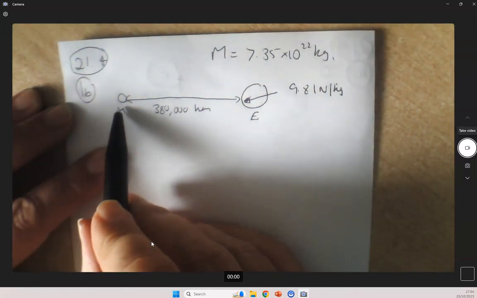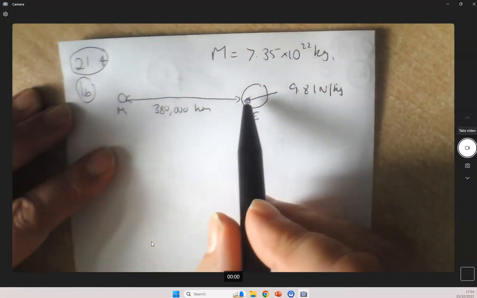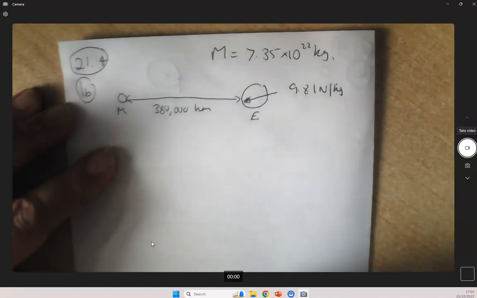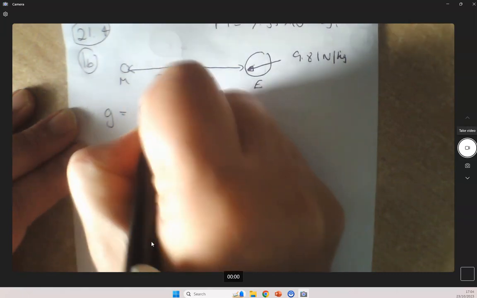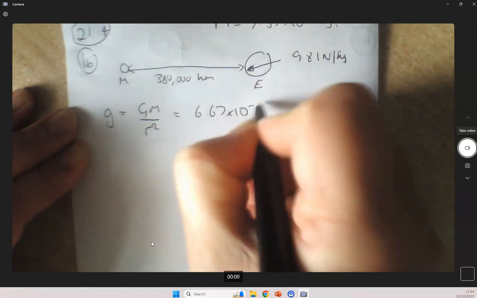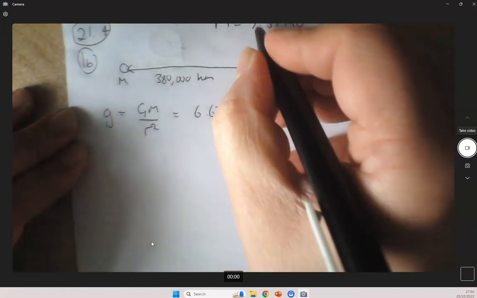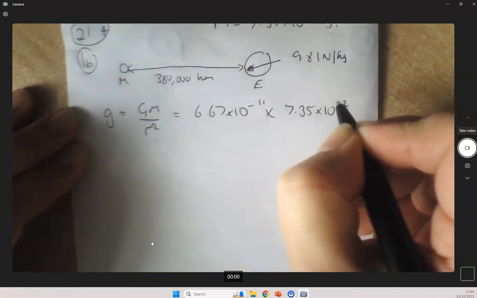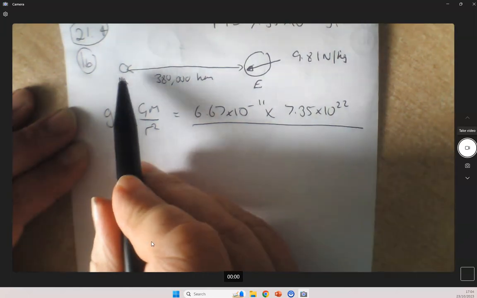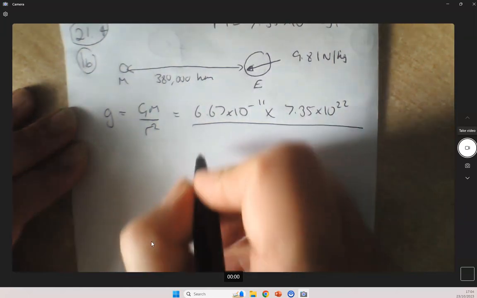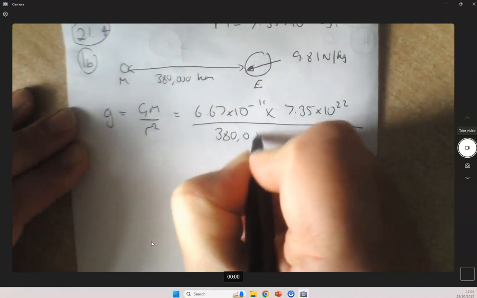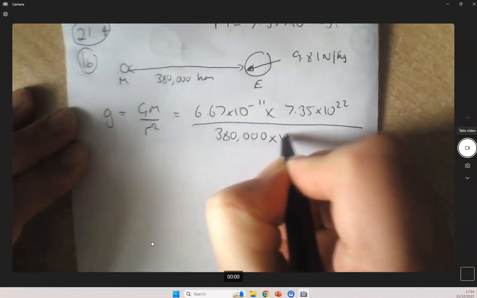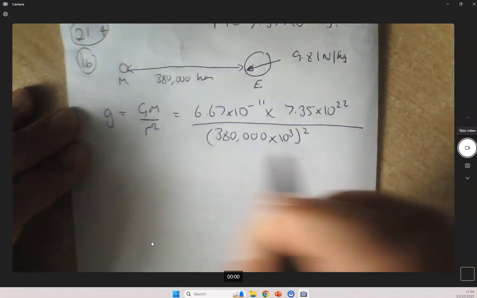So what we really need to do in this question is work out what the gravitational pull of the Moon is at the surface of the Earth. Now to do that is relatively straightforward. We've got g equals GM upon r squared from your formula sheet. G is 6.67 times 10 to the minus 11, and the mass of the Moon we're using is 7.35 times 10 to the 22. And we know the separation from the Moon to the Earth we're told to use is 380,000 kilometres, and that's all squared.